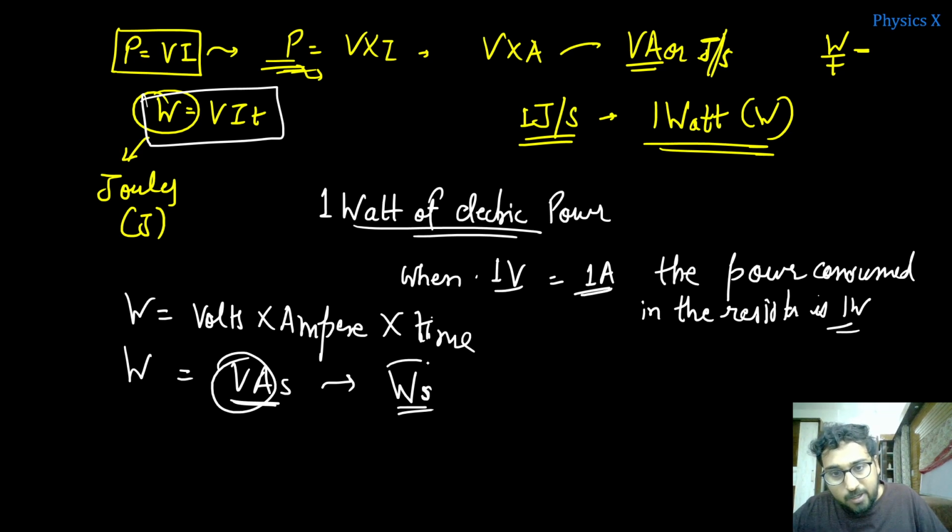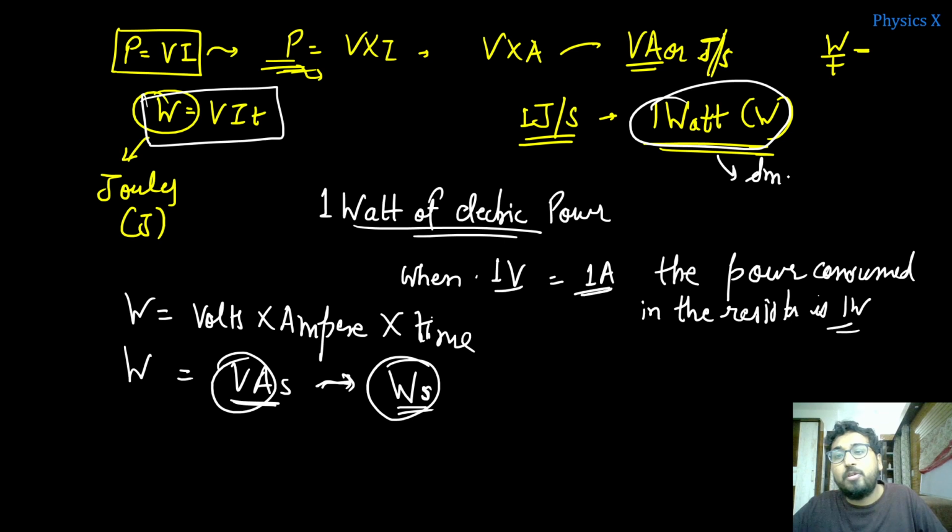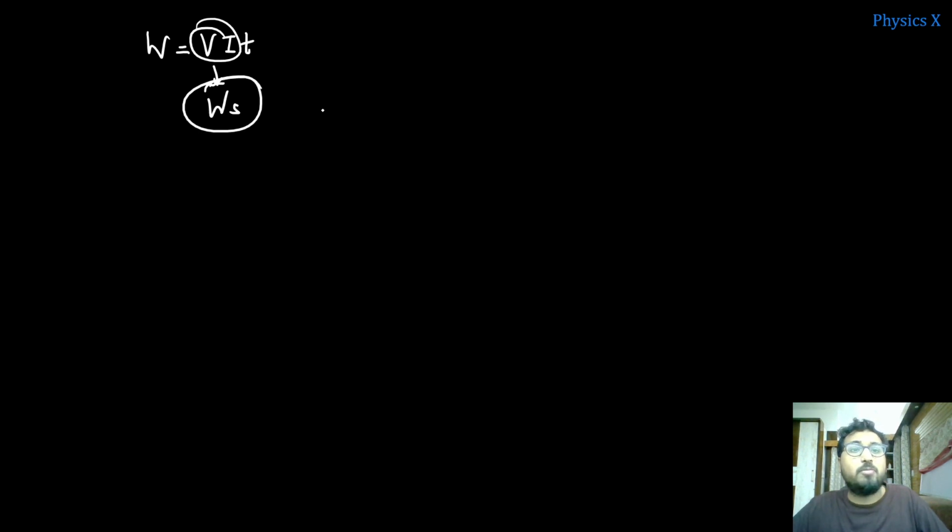Watt second. And what happened? Sometimes what happens, this watt is not a very big unit, right? It is a small unit in terms of the electricity we consume. So we define another unit, which is nothing but kilowatt hour. I told you just now that it is VIT, so I gave you that this is watt second, which is smaller.